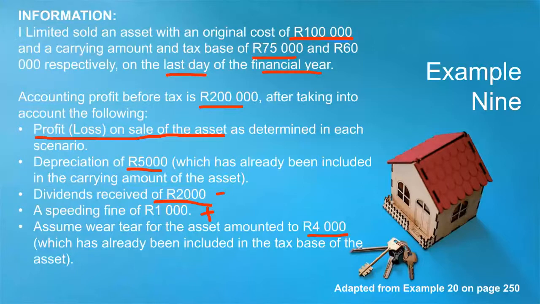Required two says that we need to calculate the taxable profits for the year. So we would start off with the 200,000. We're then going to subtract or remove the dividend income. We're going to add back the speeding fine. Those items we're not super interested in. Now what are we going to do with the depreciation?